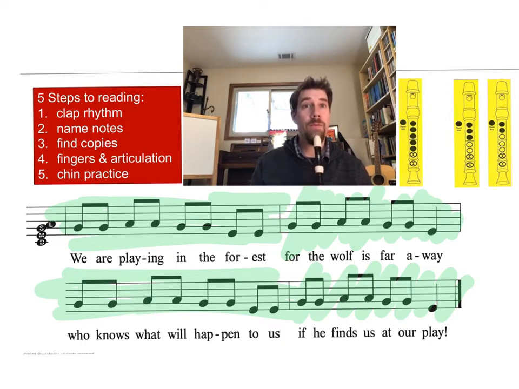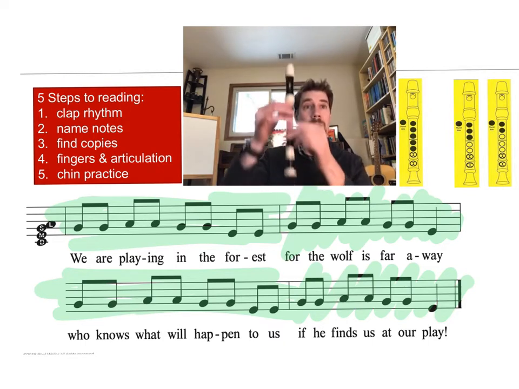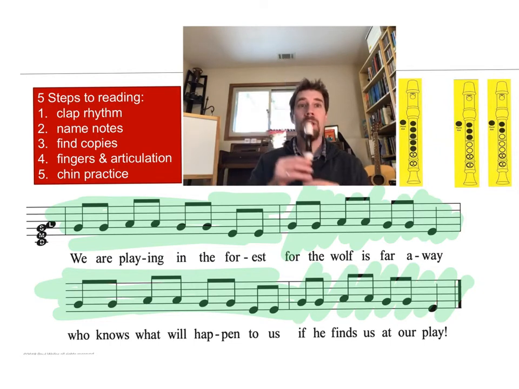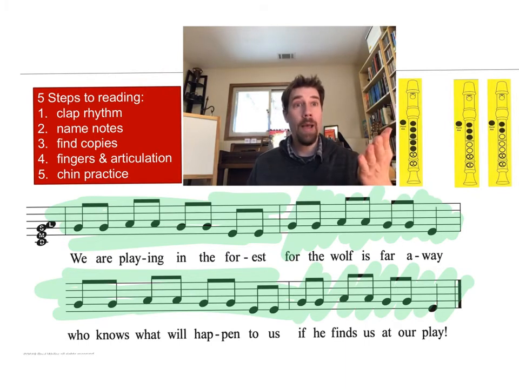Okay. So now the 5th step is chin practice. I'm going to let you do that all on your own. So it's on your chin, you're practicing through your fingers, your articulation, and you're just reading it through. I will give you about 25.5 seconds to do that right now. Go ahead.